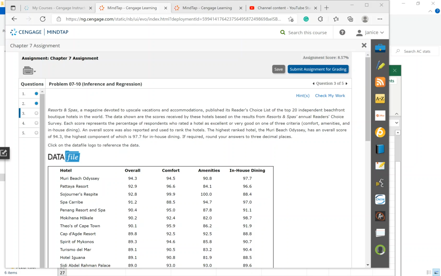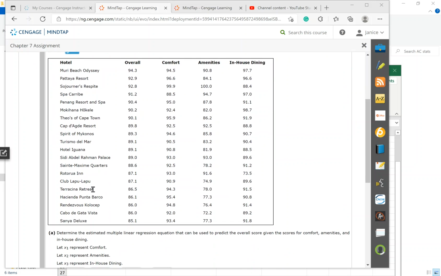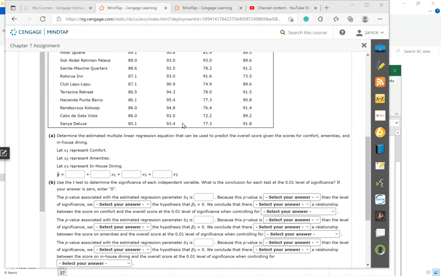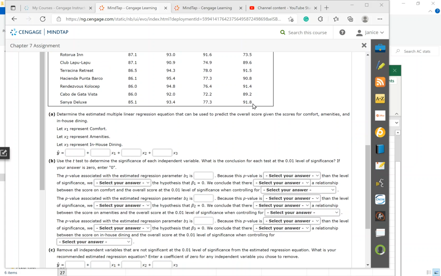So, question 3 is about inference and regression, and I'm given data from a magazine that did a review of resorts and spas, and they provided the reader's choice list of 20 beachfront boutique hotels, which sounds lovely right now. And it gave us the data, which I've downloaded, and it wants us to determine the multiple linear regression equation with x1 representing comfort, x2 representing amenities, and x3 representing in-house dining.